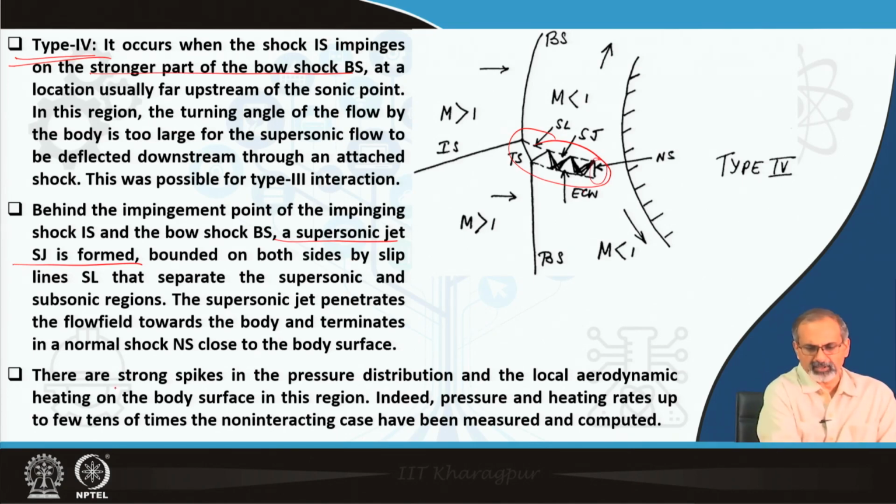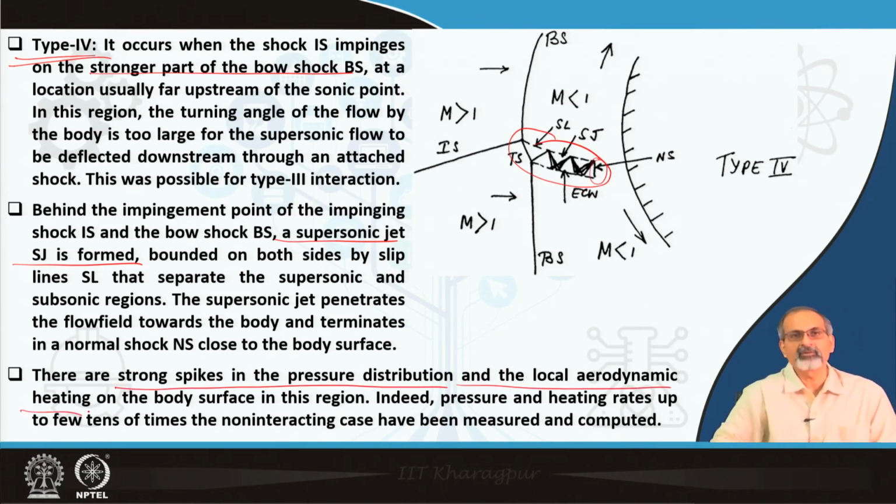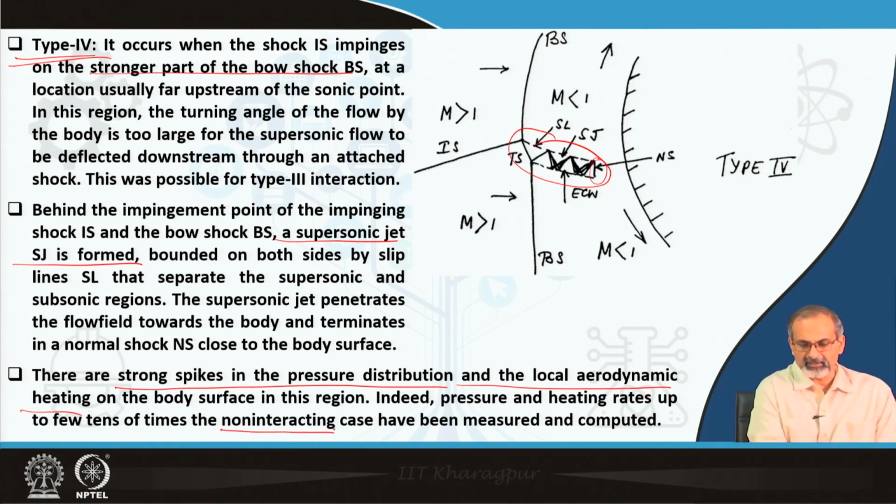There are strong spikes in the pressure distribution and the local aerodynamic heating on the body surface in this region, where the normal shock at the end of the supersonic jet forms close to the body. Pressure and heating rates up to a few tens of times of the non-interacting case have been measured and computed.